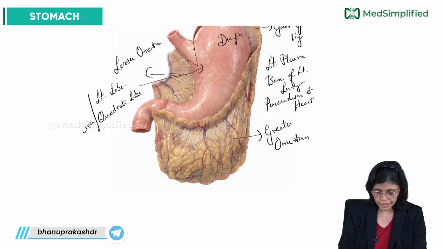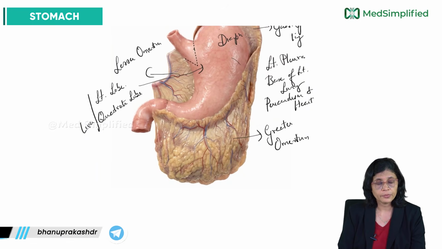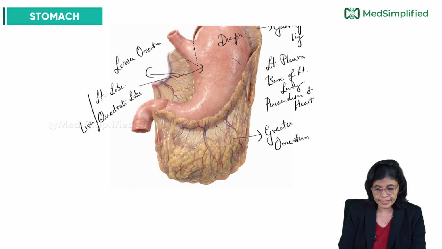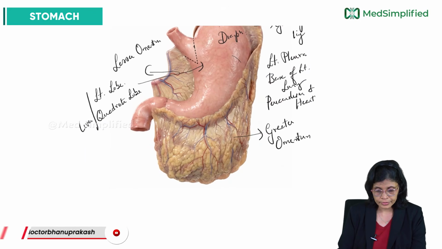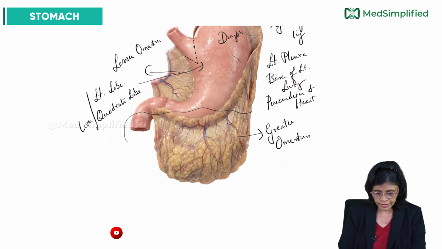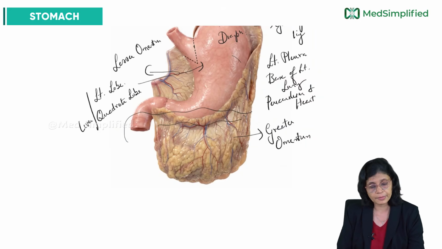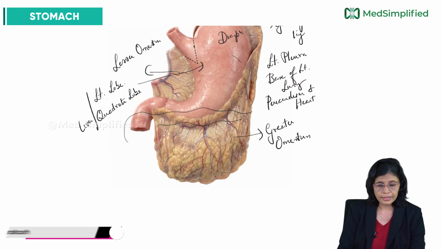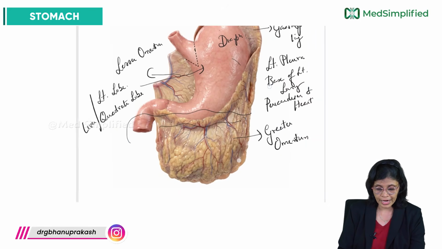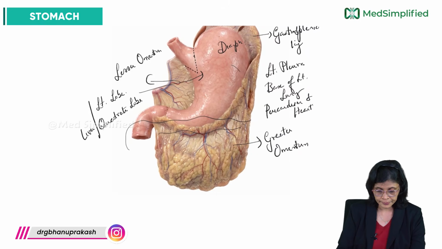And this portion here, in the intermediate part, comes in contact with the anterior abdominal wall, and that part we call the gastric triangle. When the stomach is empty, in this part we also see the transverse colon across the lower part. So these are the relations which we see on the anterosuperior part.